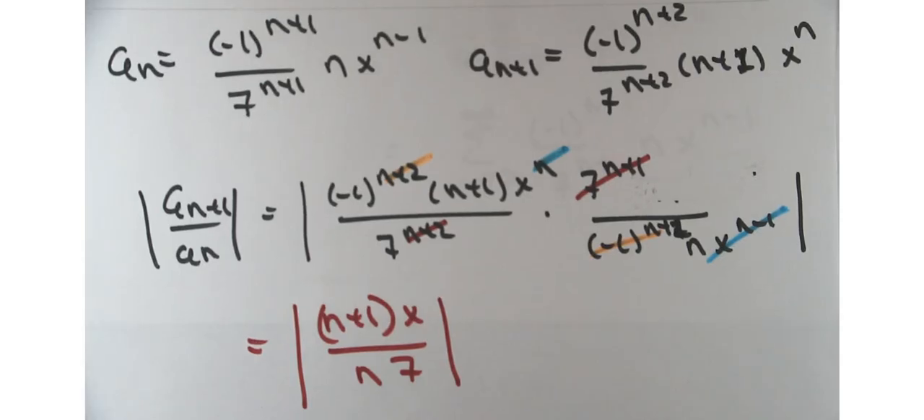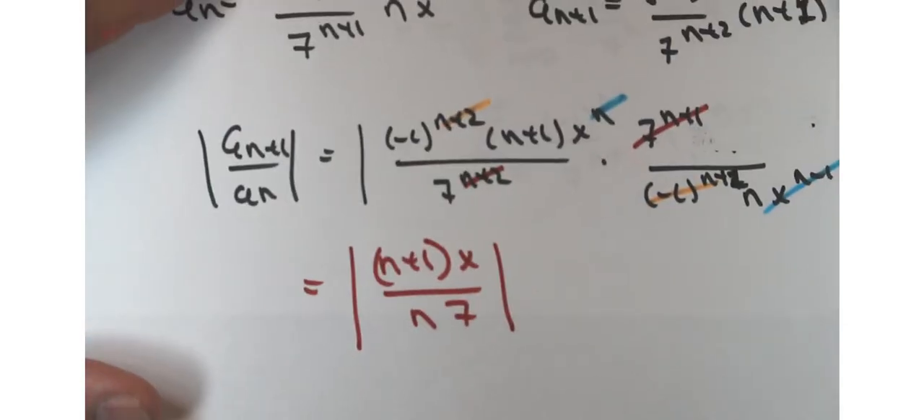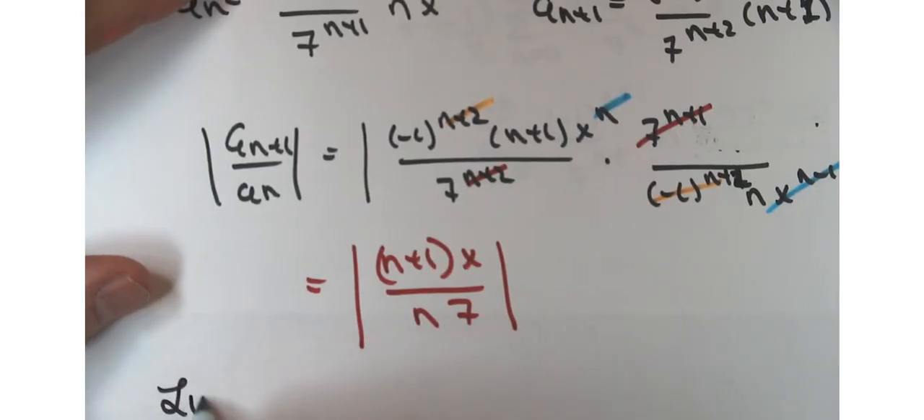And I'm ignoring the negative 1 here. There is a negative 1, but that's not going to make a difference in terms of the absolute value. Let's take a look at the limit as n approaches infinity of the absolute value of a sub n plus 1 over a sub n.